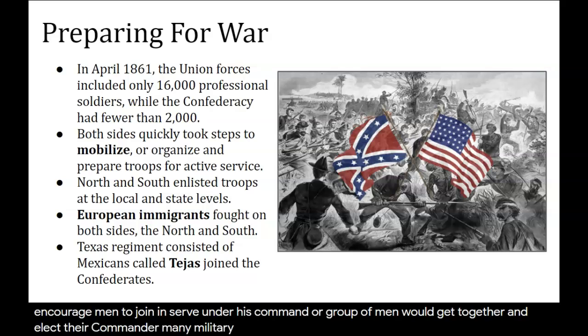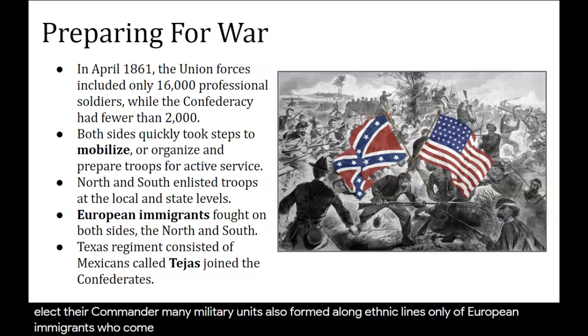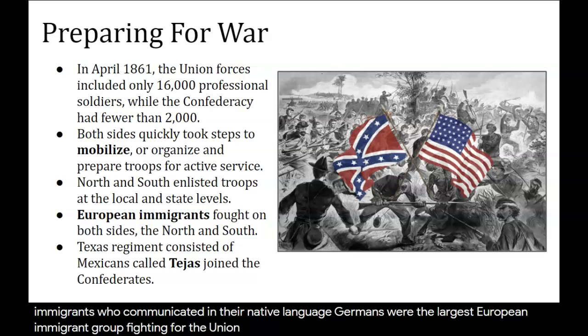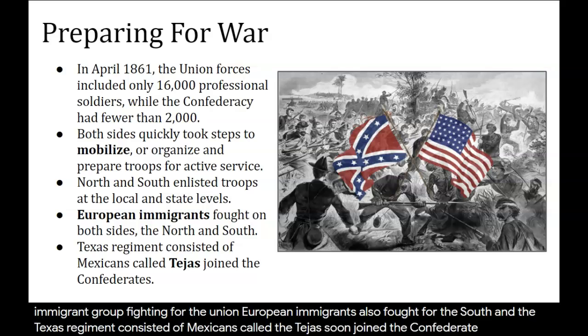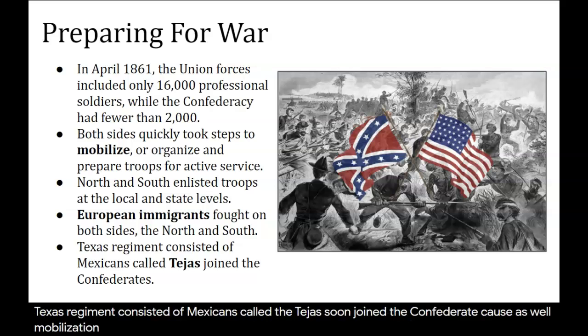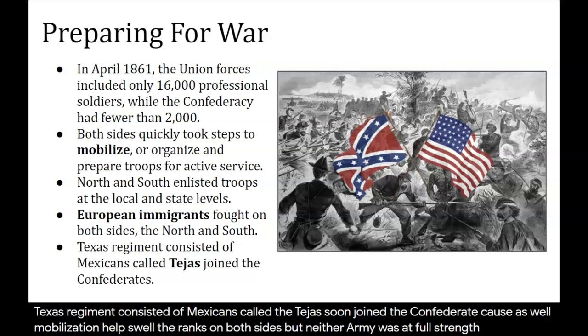Many military units also formed along ethnic lines. Some northern regiments consisted only of European immigrants who communicated in their native language. Germans were the largest European immigrant group fighting for the Union. European immigrants also fought for the South, and the Texas Regiment consisted of Mexicans called the Tejas, who soon joined the Confederate cause as well. Mobilization helped swell the ranks on both sides, but neither army was at full strength.